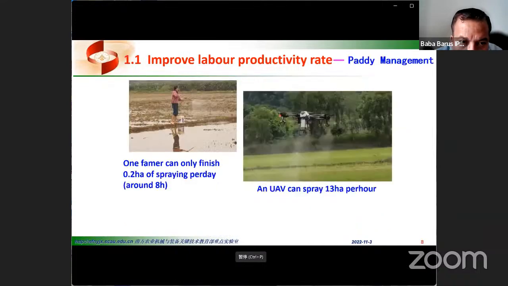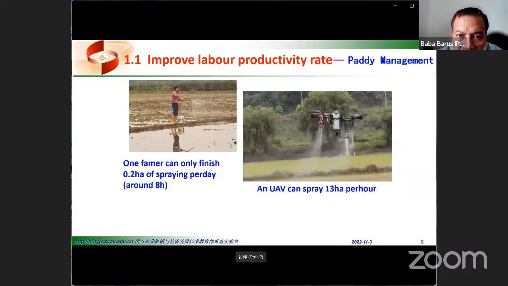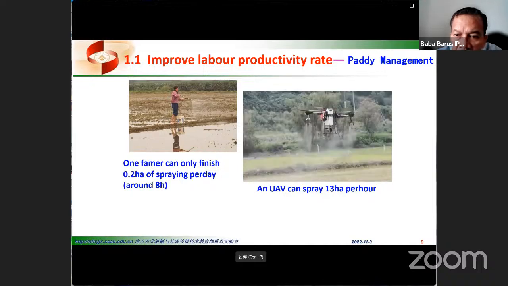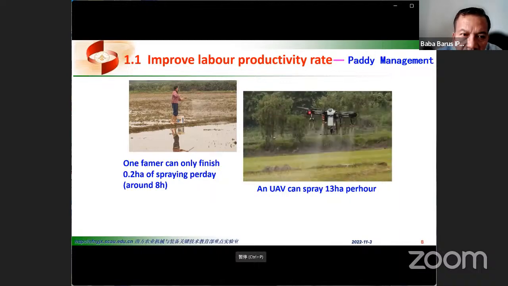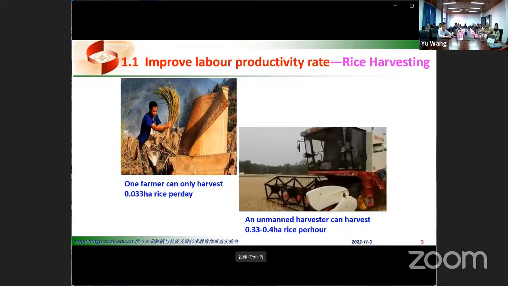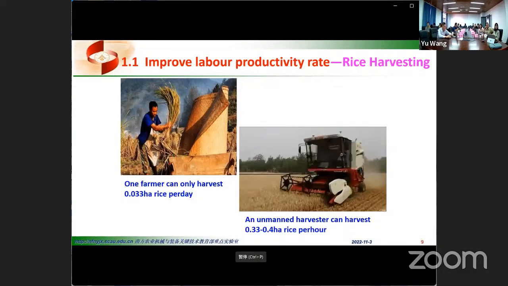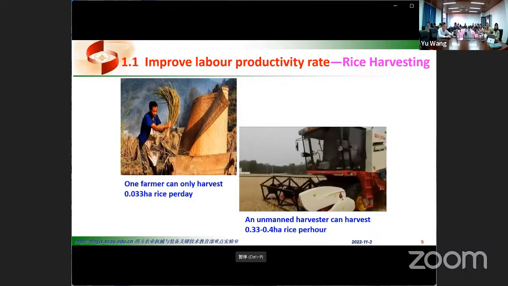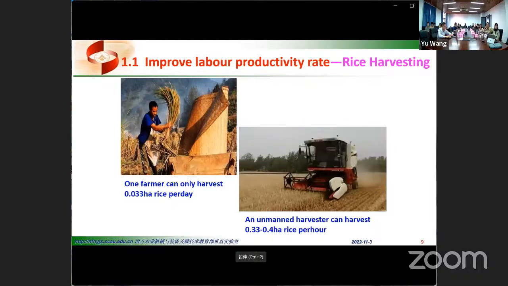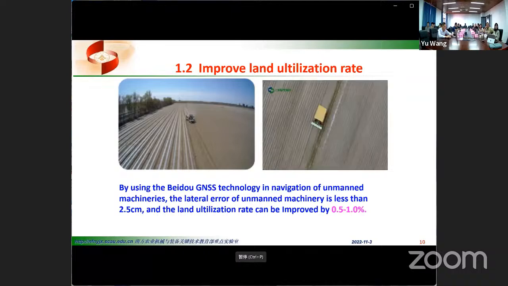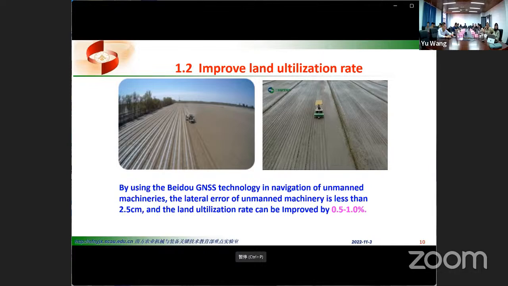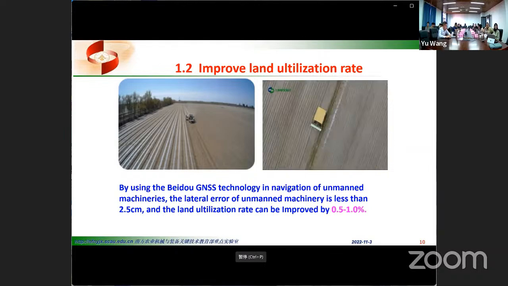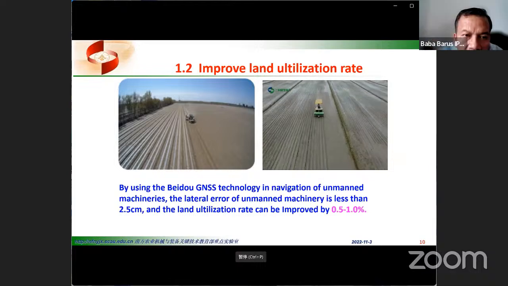One farmer can only finish 0.2 hectare of spray per day, and UAV can spray 13 hectares per hour. One farmer can only harvest 0.033 hectare rice per day, and an unmanned harvester can harvest 0.33 to 0.4 hectare rice per hour. By using the better GNSS technology for navigation of unmanned machinery, the lighting area of unmanned machinery is less than 2.5 centimeters, and the land utilization can be improved by 0.5 to 1%.